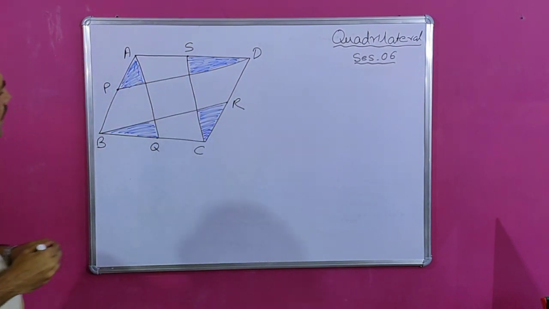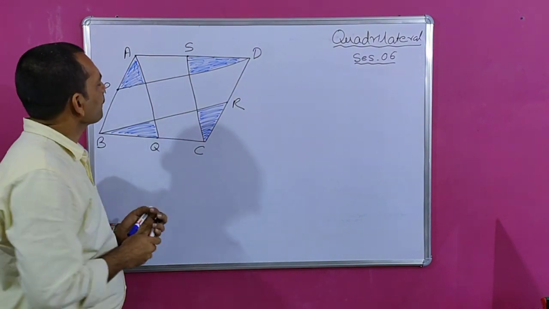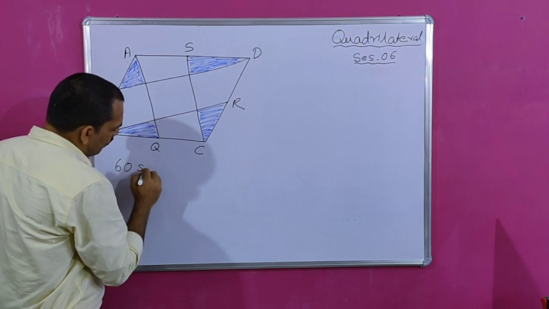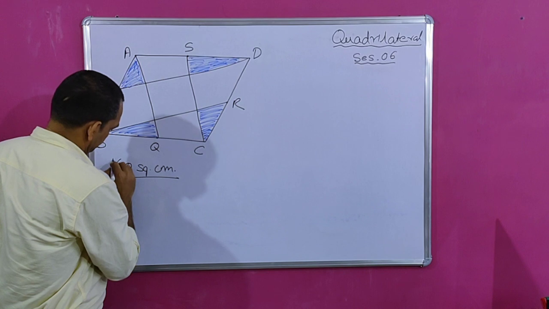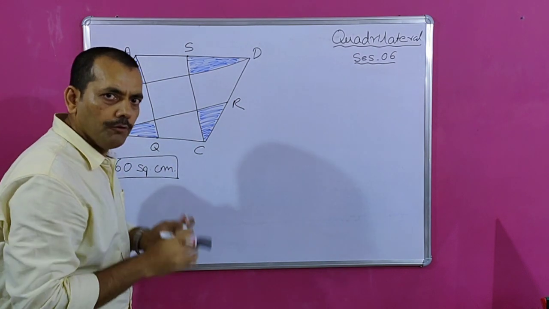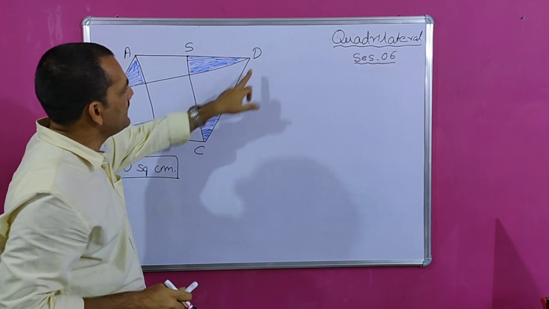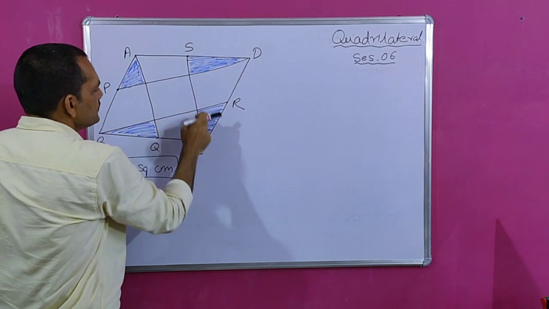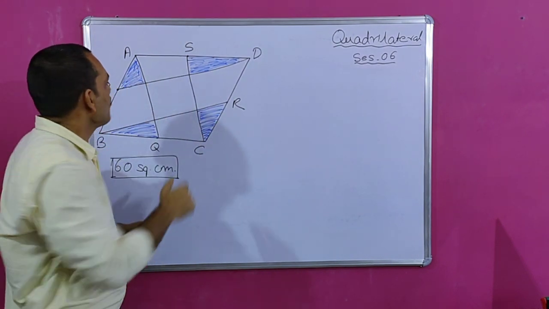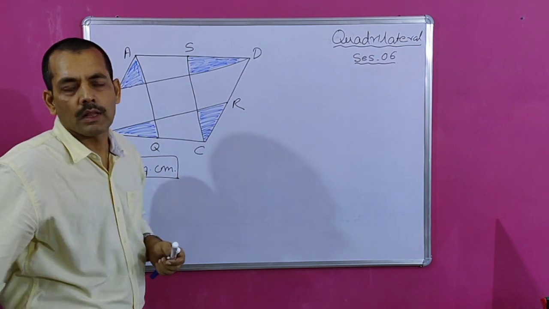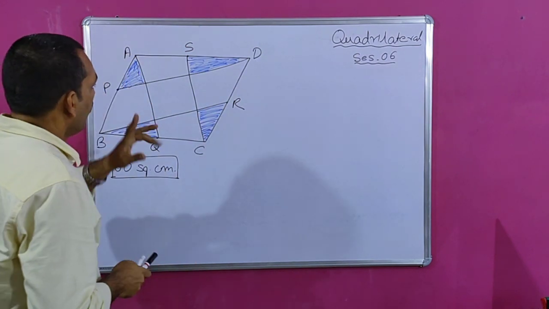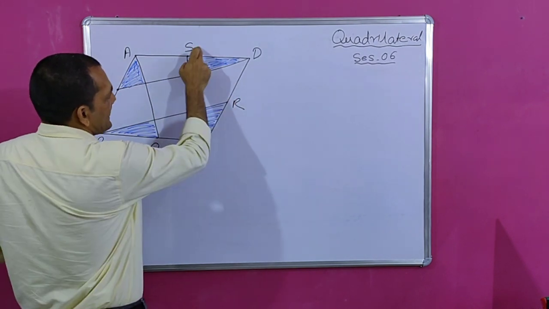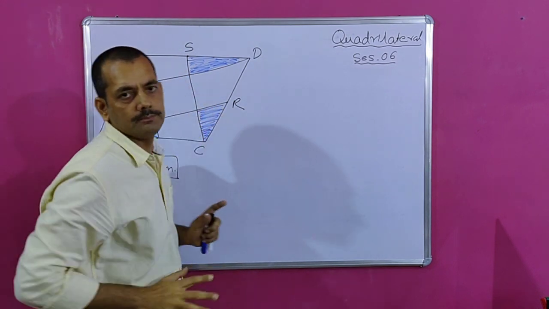So, my question is that if the area of parallelogram ABCD is 60 square centimeter, what is the area of this shaded region together? Means all 4 shaded regions together. There is a question. Given ABCD is a parallelogram and PQRS are midpoints of this parallelogram. Okay?